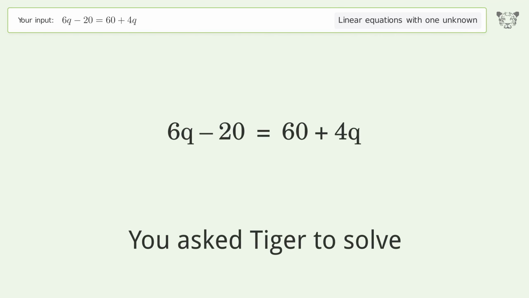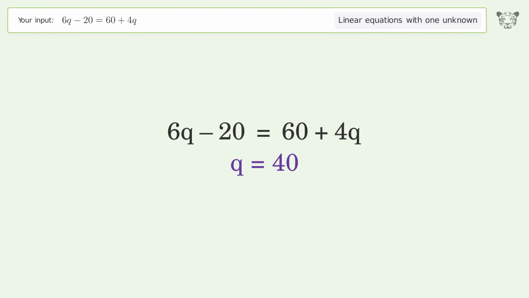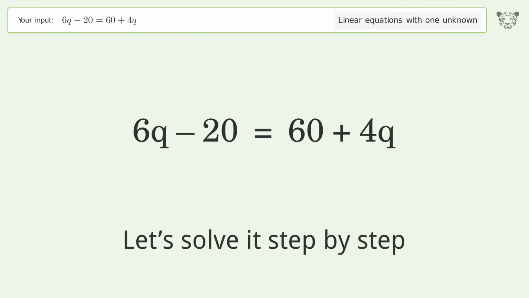You ask Tiger to solve. This deals with linear equations with one unknown. The final result is q equals 40. Let's solve it step by step.